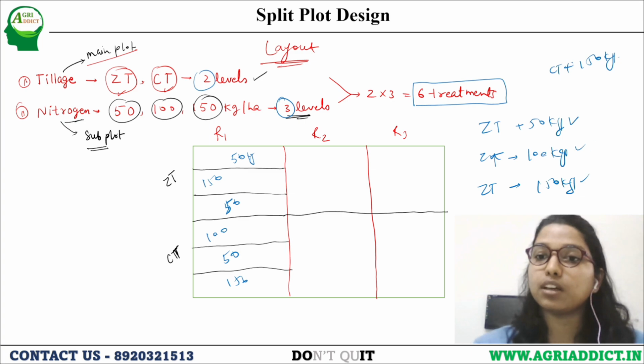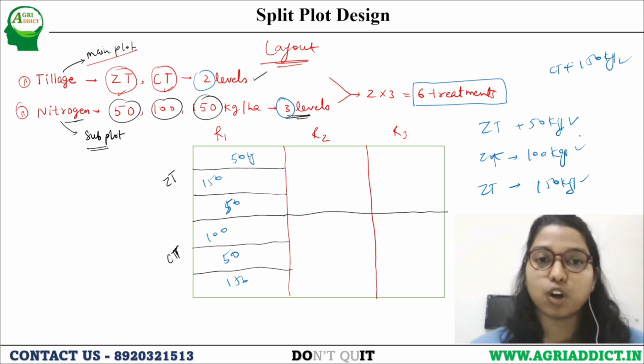1, 2, 3, 4, 5 and 6. We got 6 treatments in total. That's how the split plot design's layout is done in the field. I hope you got the idea of how it is done.